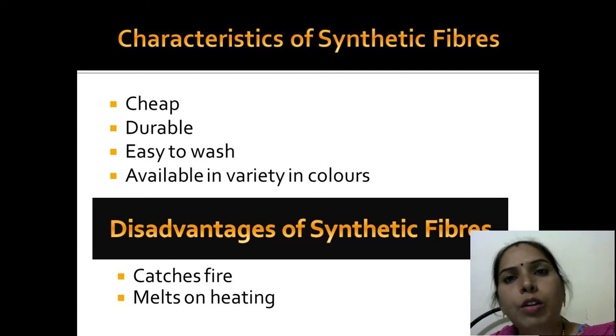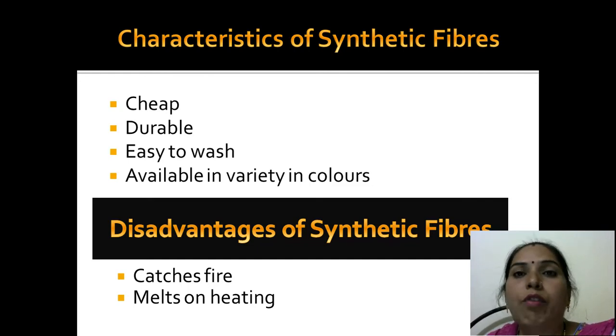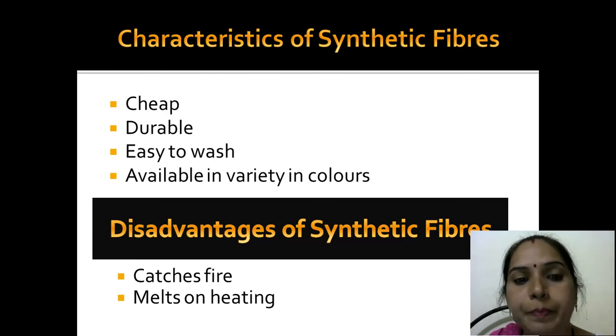Now you all know that anything that is present on earth, nothing comes without disadvantages. So what are the disadvantages of synthetic fibers? They catch fire. When you start heating them, they start to melt. So it is advisable that when you are cooking something in your kitchen, you should not wear any sari or synthetic fiber.